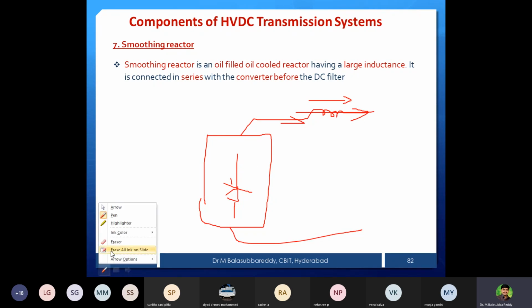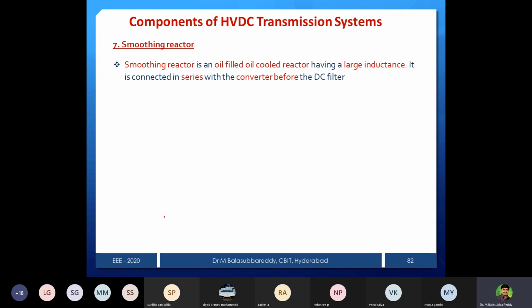So that is the smoothing reactor. It is an oil filled or oil cooled reactor having a large inductance. The oil is only for cooling purposes, because all that power has to be transmitted through the reactor. So what will happen? The reactor automatically heats up.